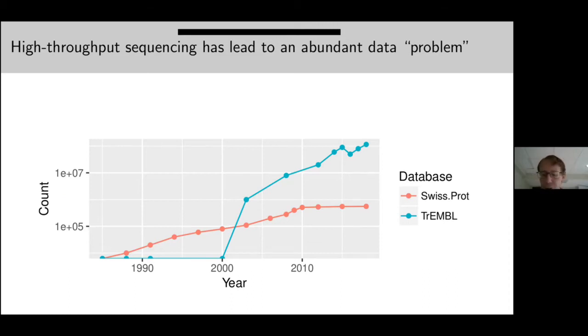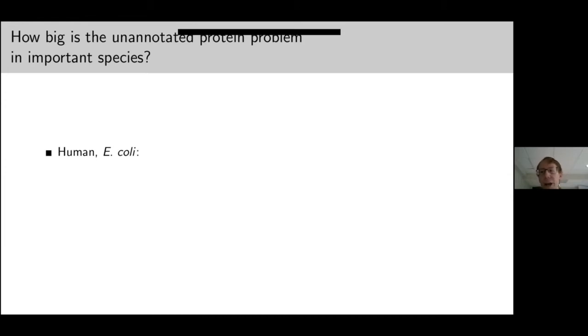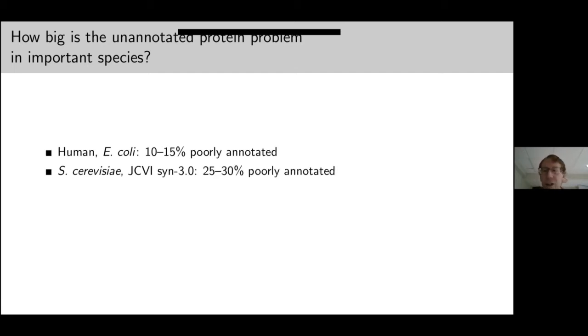And I also want to point out how large this poorly annotated protein problem is in important species. If you look at humans or E. coli, which are probably the 2 best studied genomes on the planet in terms of protein annotation, you're in the range of 10 or 15% of the protein coding genes being poorly annotated. If you look at other important model organisms, for example, yeast S. cerevisiae or the reduced genome mycoplasma, JCVI SYN3, you're in the range of 25 to 30% poorly annotated proteins. And then when we move on to important pathogens like C.